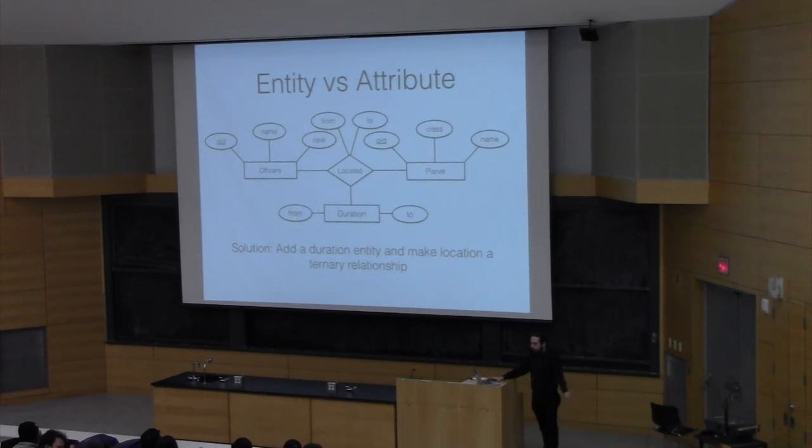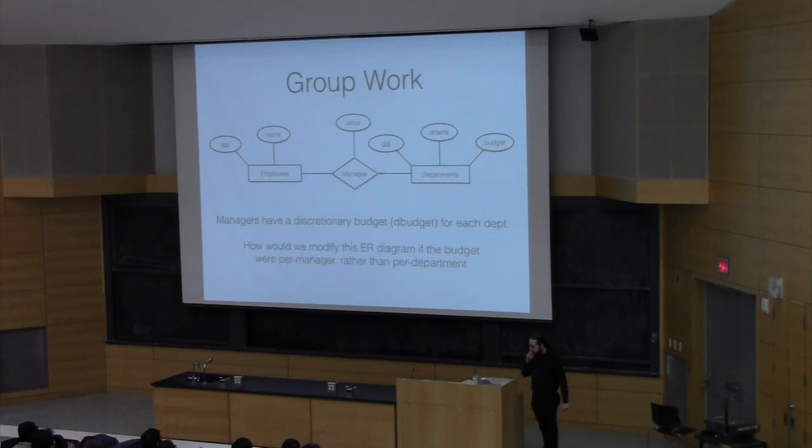All right. So that's a whole bunch of craziness. Let's do a quick little bit of group work to finish up here. Here's a really quick entity relationship diagram. Right now, the way it's set up is that every single department is managed by some employee. And the department has a discretionary budget for whatever expenditures the department might have. Now let's say that there's some restructuring going on here, and we want to change the way that the budgets are allocated, so that rather than allocating budgets per department, we allocate them per manager. Per manager.